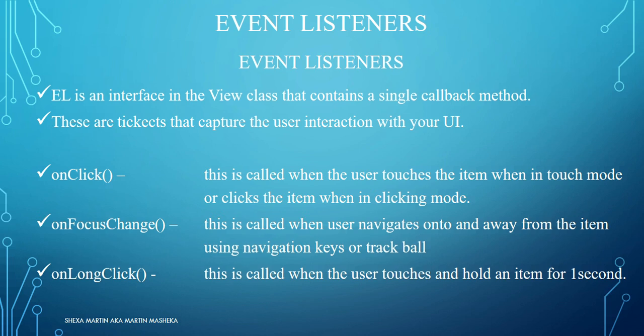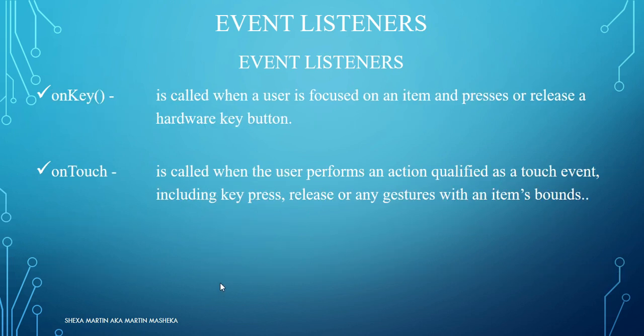When you long press, for example on WhatsApp, if you have copied something, it will pop up a paste message. Then you click on that paste, and you paste the message from the clipboard. We also have the on key method, or on key event, which is called when a user is focused on an item and presses or releases a hardware key button. On touch is called when the user performs an action qualified as a touch event, including key press, release, or any gestures within an item's bounds.